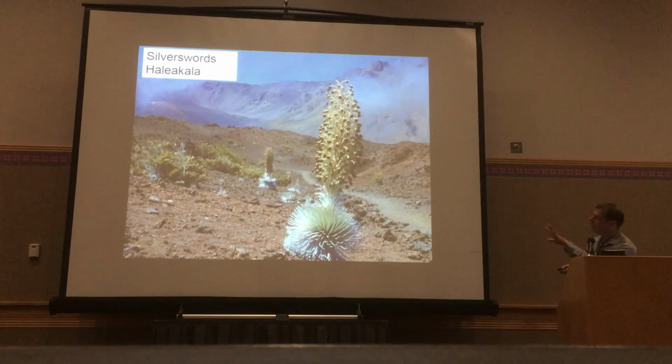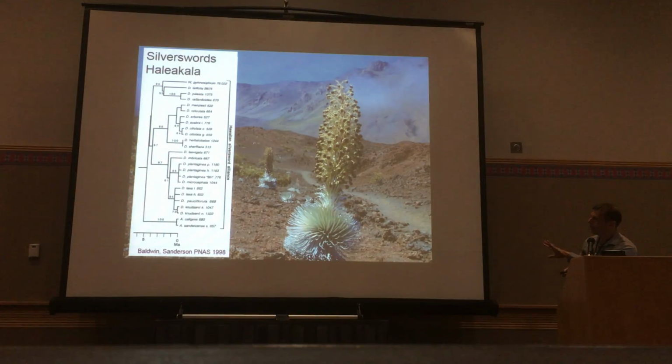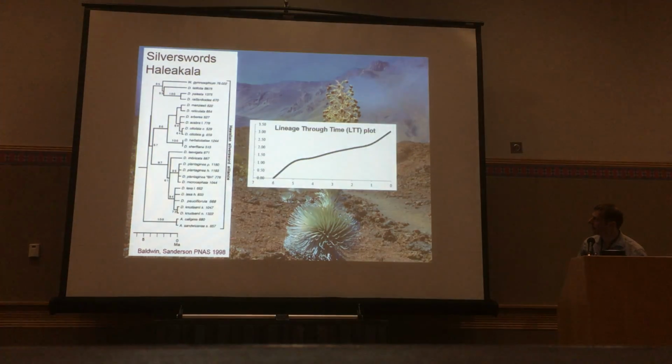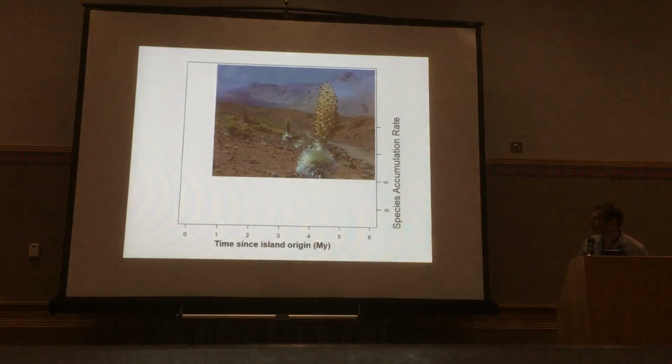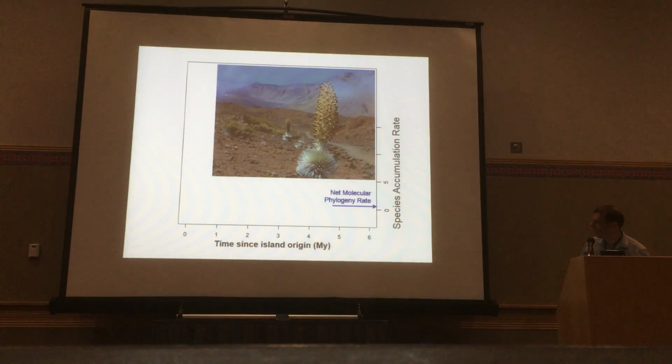Silverswords. There's the wonderful phylogeny of Bruce Baldwin and Mike Sanderson. Here's the lineage through time plot, and like a lot of molecular phylogenies, it shows this little kick up at the end, and it shows a positive net diversification rate. They're doing great. Now the model. So there's the net phylogenetic diversification rate, and then here's the diversity trajectory computed using our ontogeny model.